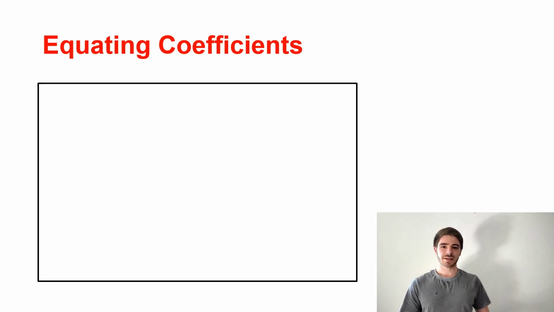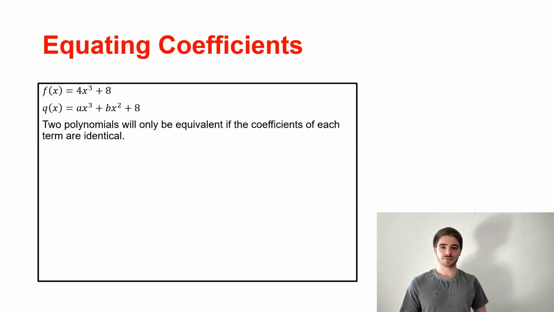First, you need to understand that we can solve polynomials by equating coefficients. Suppose we have the two polynomials f of x and q of x. If these two polynomials are equal, then it simply means that both polynomials are the same equation. And the only way they can be the same equation is if the coefficients of each term are identical. Hence, we can go term by term and solve for the missing coefficients. Let's start with the highest order term, x cubed. If we equate the coefficients, we'll see that 4x cubed equals ax cubed. We can see that a must equal 4.